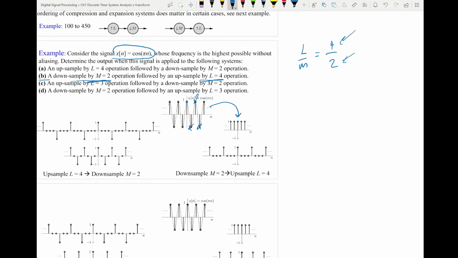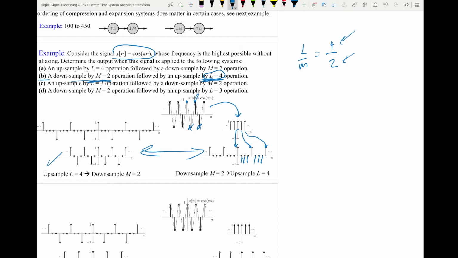Now, I upsample by a factor of 4, I put 3 zeros between adjacent samples. So this one will be this, then I put 3 zeros, then this one will be this, then I put 3 zeros, then this one will be this. Now these two are different.